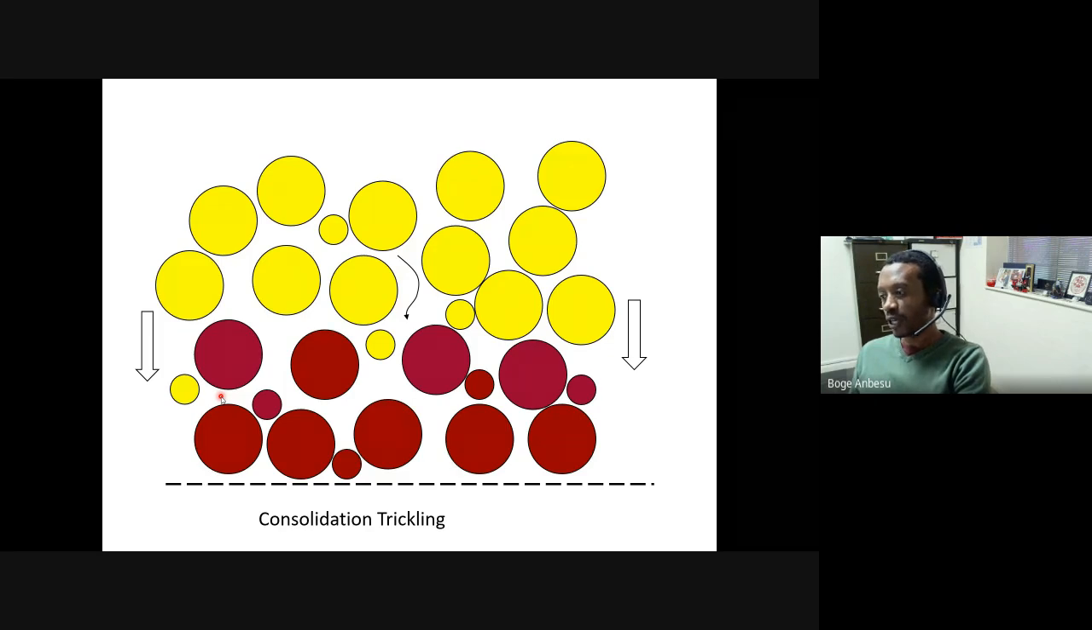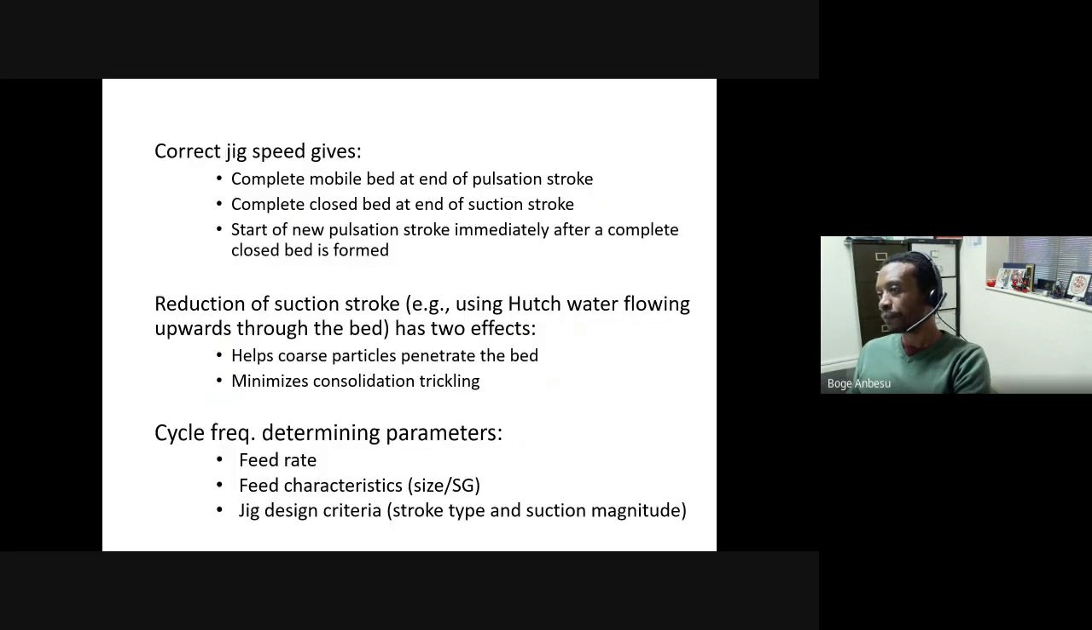Okay, if you keep it really, really low, then you'll have that issue of fine particles that are light also coming down and settling by filling the voids in between particles as well. Okay, so how do you then operate a jig?